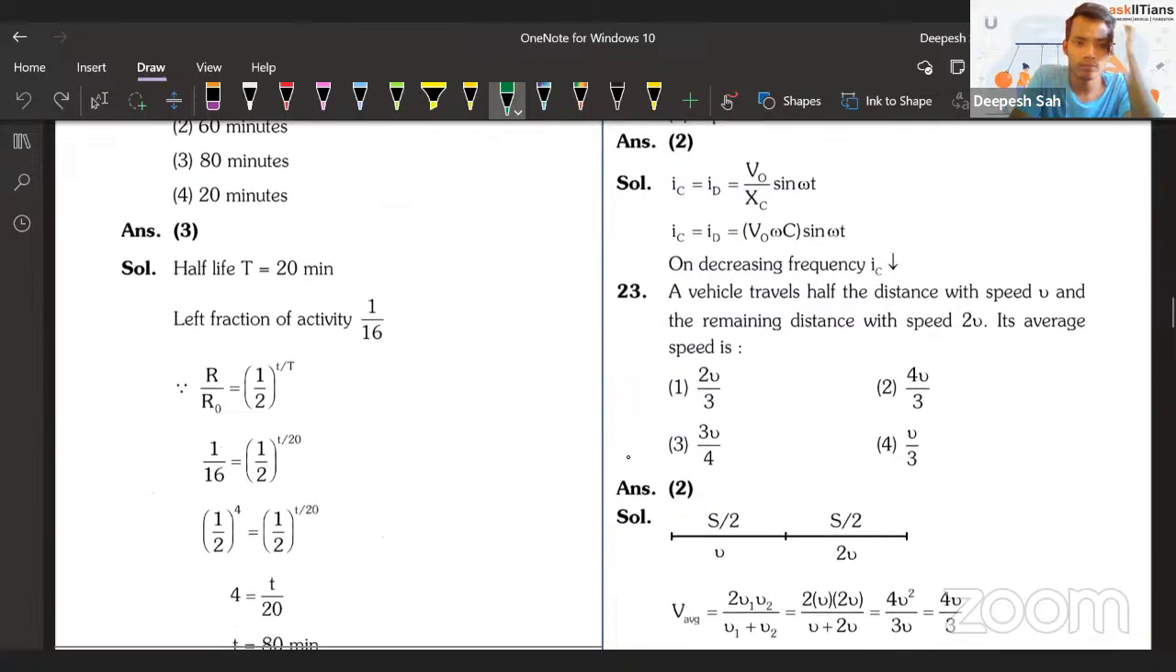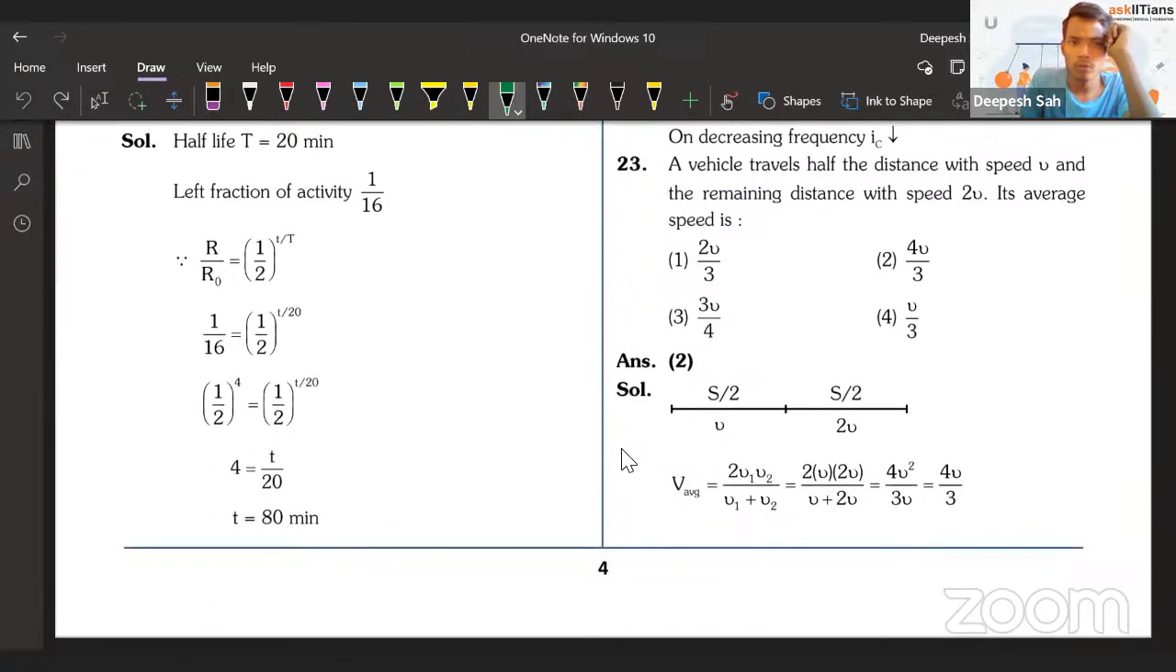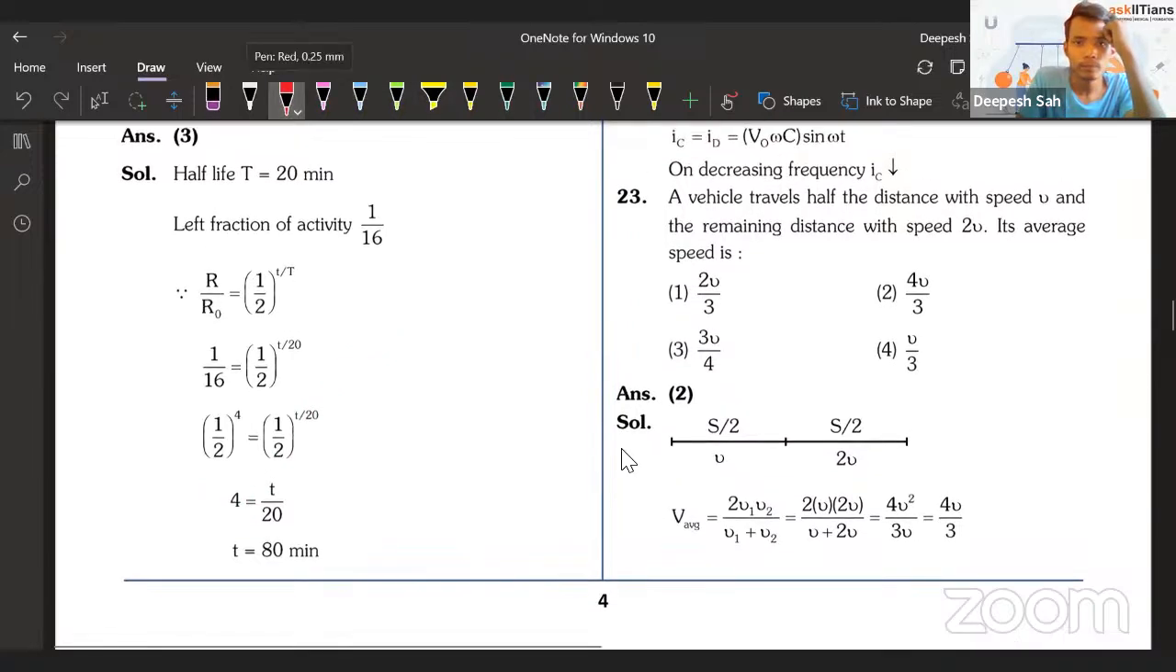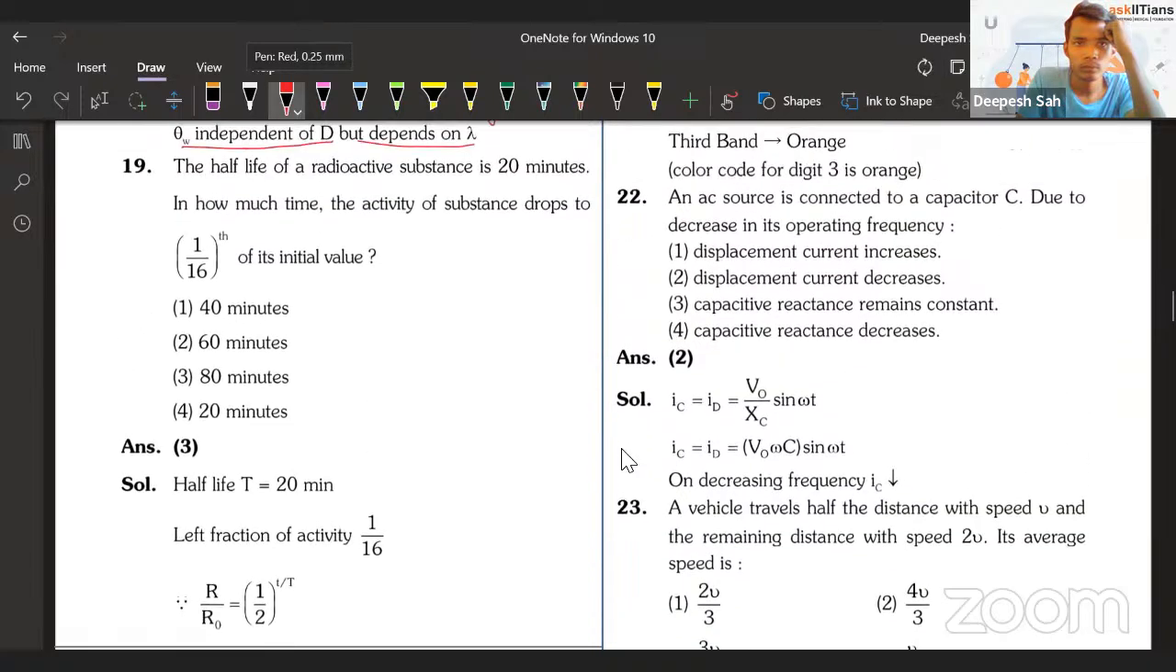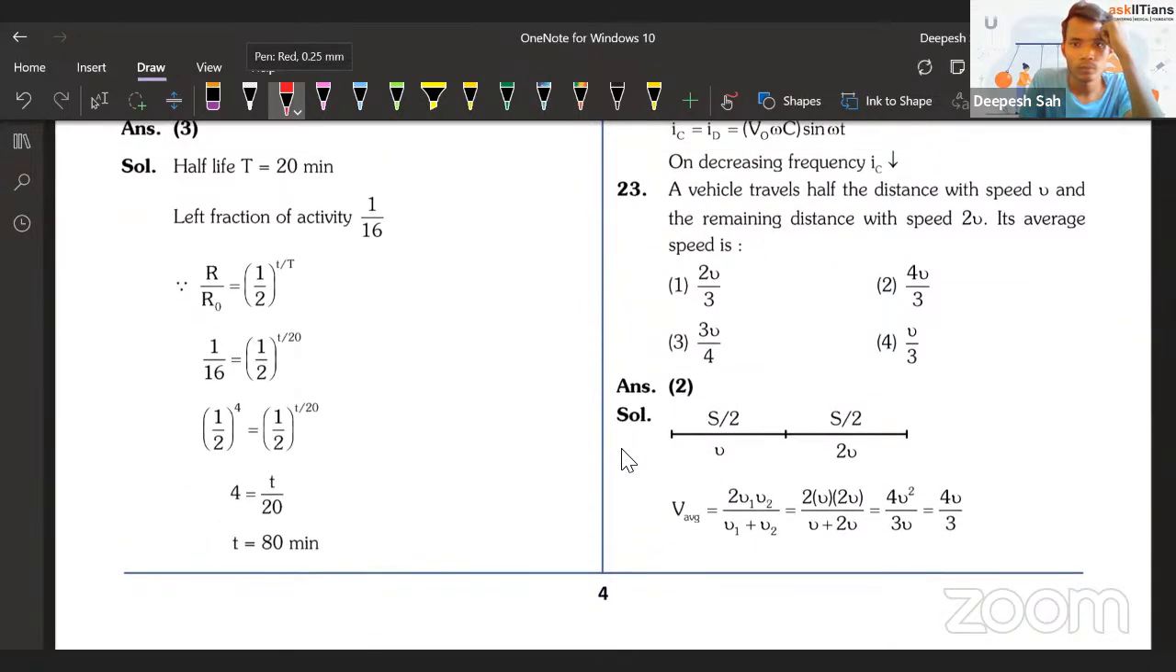Now, when we talk about the formula, what formula can we use over here? Multiple ways are there. You can also do it like this: R is equal to R naught times (1 by 2) to the power of t by capital T. We can use this formula as well. Exactly, this is used over here. R by R naught can be written as 1 by 16.